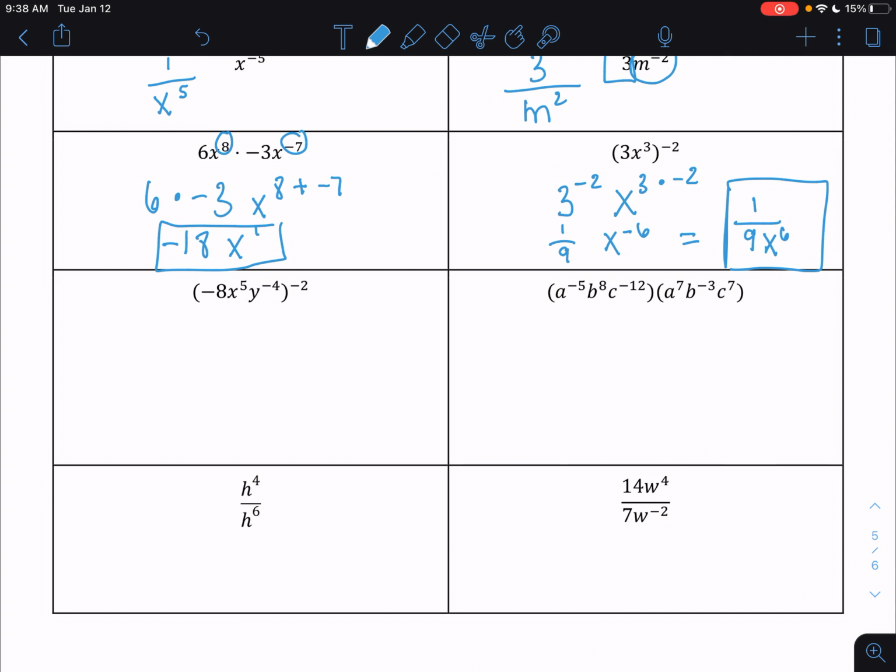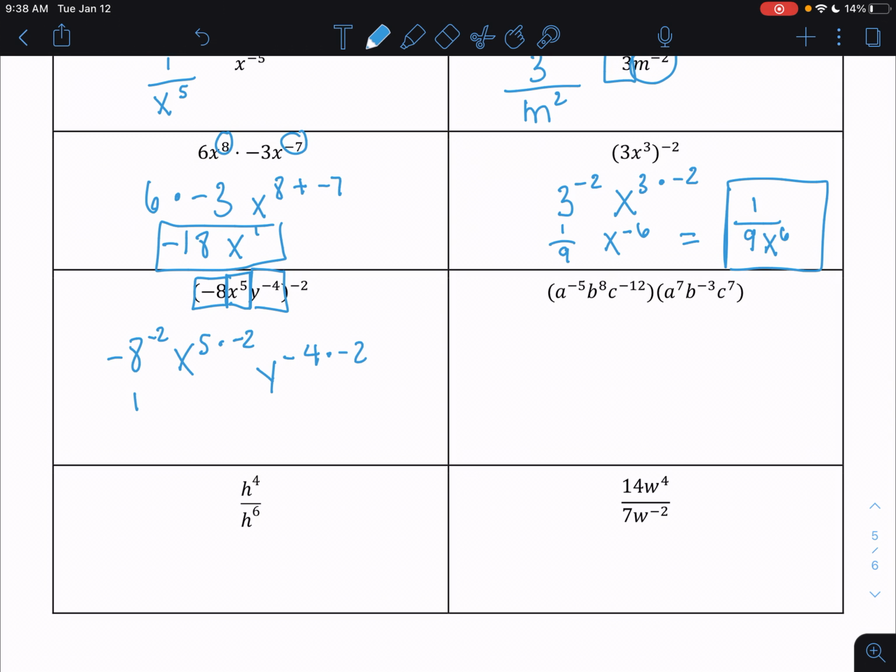Again, we have the power rule. So I'm going to take each of these. You can think of them each as like a separate thing. So we're going to have negative 8, right? And we're going to take that to the negative 2. Then we have x to the 5th. X to the 5th times negative 2. And this one, remember, has an invisible one, so I just didn't write that. Then we have y to the negative 4 times negative 2. And then we just simplify this down.